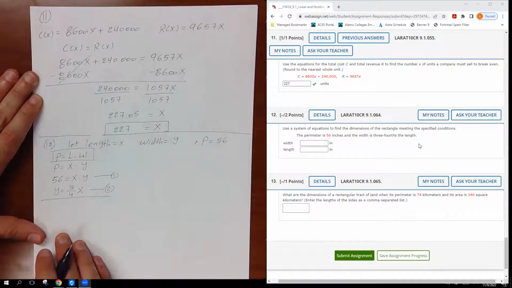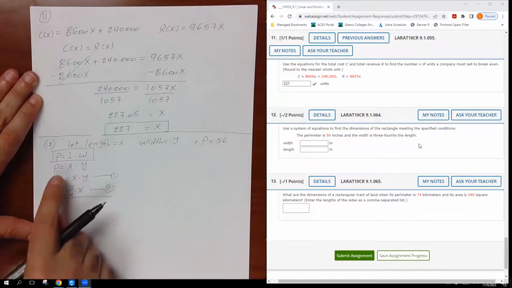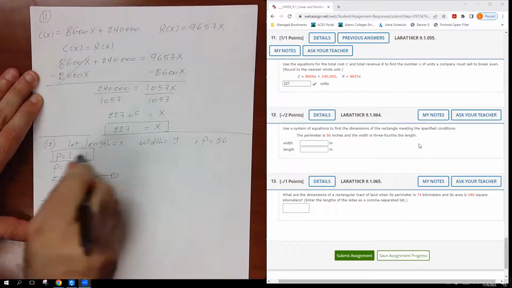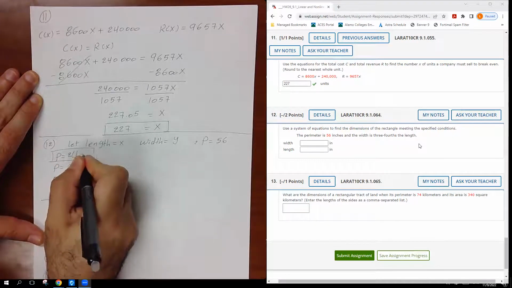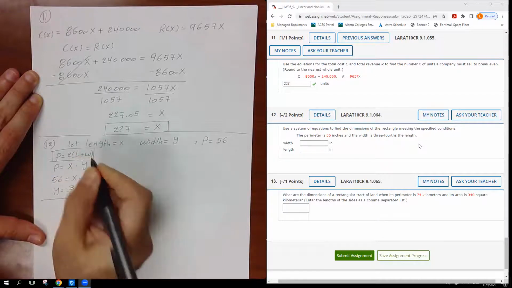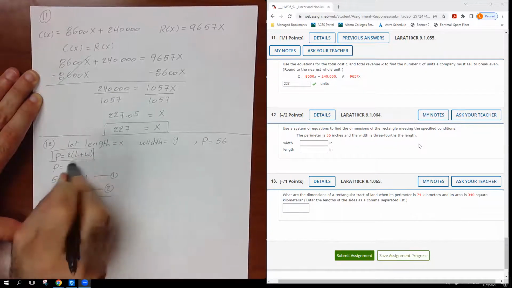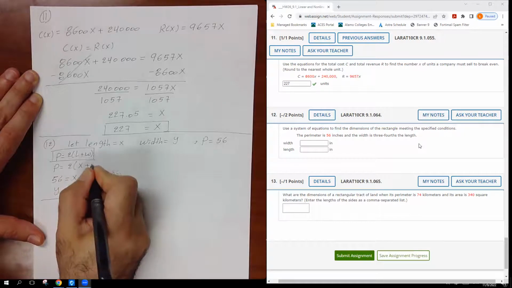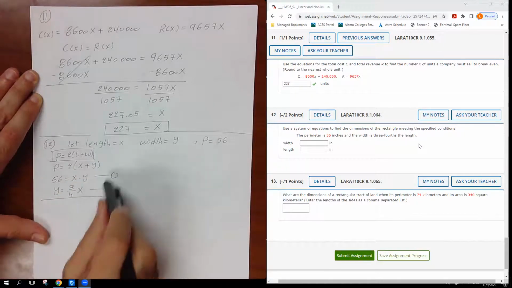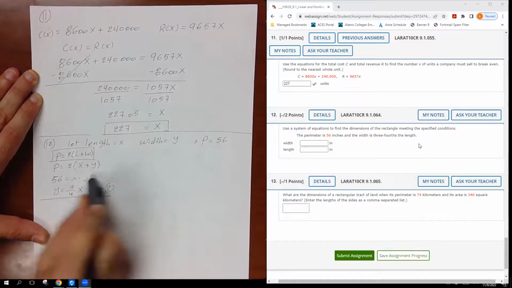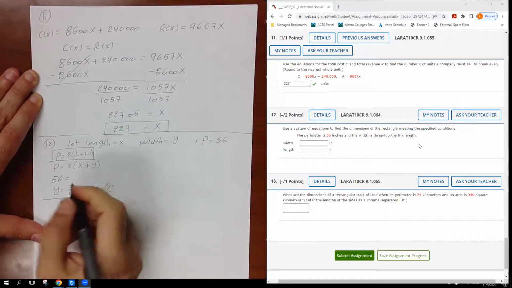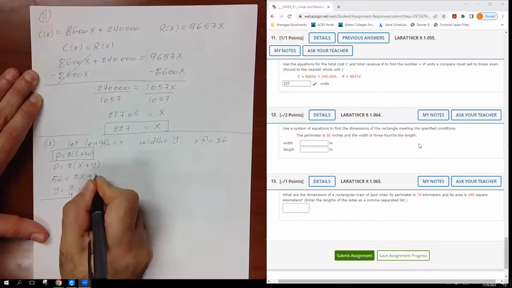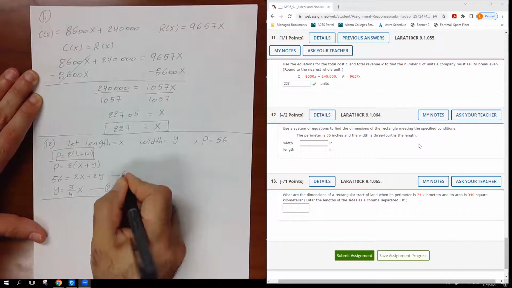Now, the perimeter is not this, this is the area. The perimeter for the rectangle is 2 times the length plus the width. Yes, the perimeter, not the area. That means it's going to be 2 times x plus y. That means our first equation is going to be, distribute this, 2x plus 2y. This is the first one.